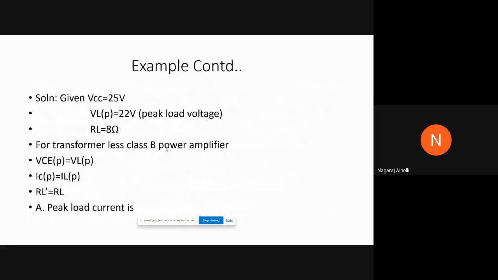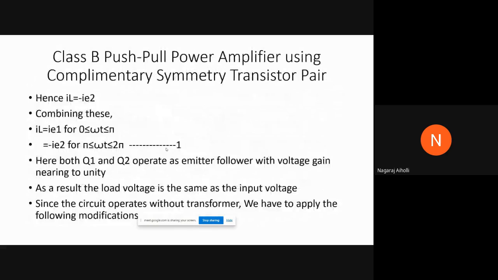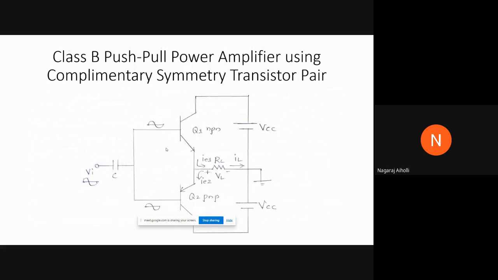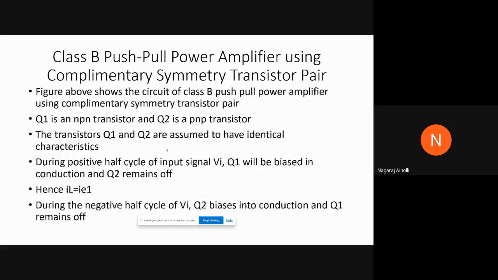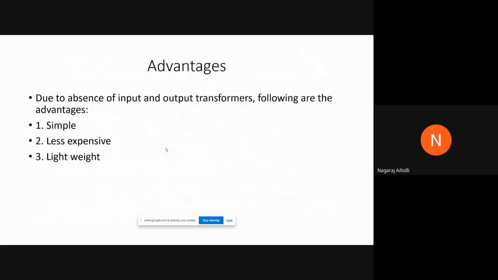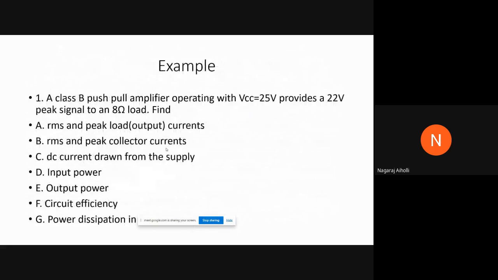In today's class, students, we discussed the class B push-pull power amplifier using complementary symmetry transistors, its operation, its advantages and disadvantages, and we have solved an example on the class B push-pull power amplifier with complementary symmetry pair. I hope everybody has understood. If there are any difficulties on today's topic, please send your queries to me. I'll clarify your queries. Thank you.